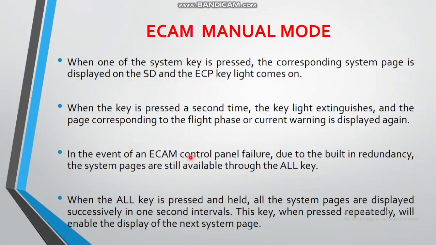In the event of ECOM control panel failure, due to built-in redundancies, system pages are still available through the ALL key. The ALL key is hardwired with the system, so this will keep on functioning. When the ALL key is pressed, all the system pages are displayed successively at 1 second intervals. So once you are pressing, it will show the next system page within 1 second, and when pressed repeatedly it will enable the display to go to the next system. So if you keep on pressing the ALL key, one by one the systems will appear on the screen.